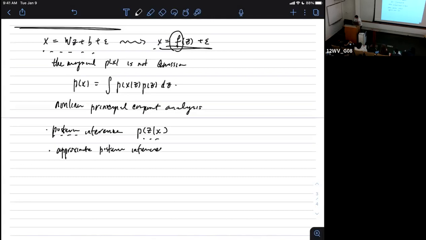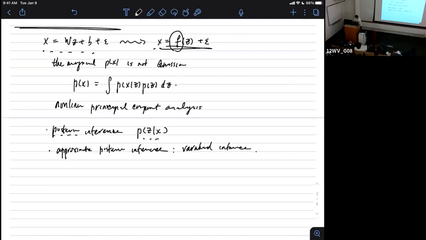And there are many different ways to do approximate posterior inference, such as using Markov chain Monte Carlo methods or expectation propagation, and many other approaches like the Laplace approximations and whatnot. But here we're going to look at this technique of variational inference.